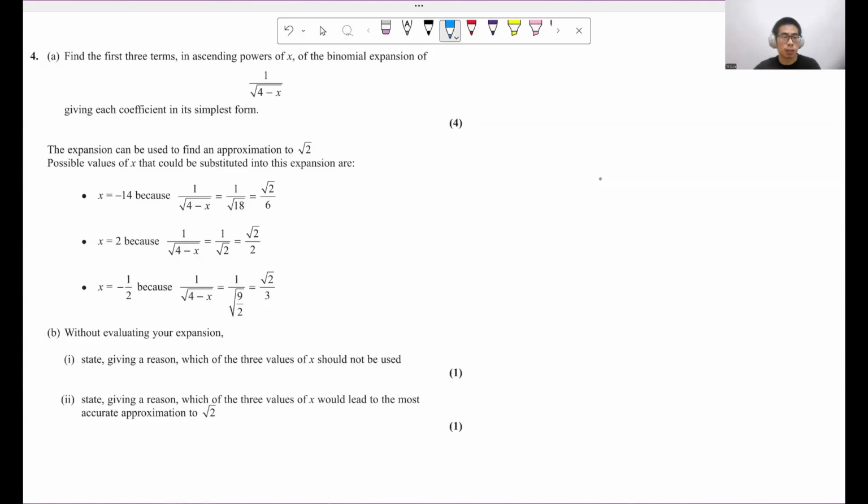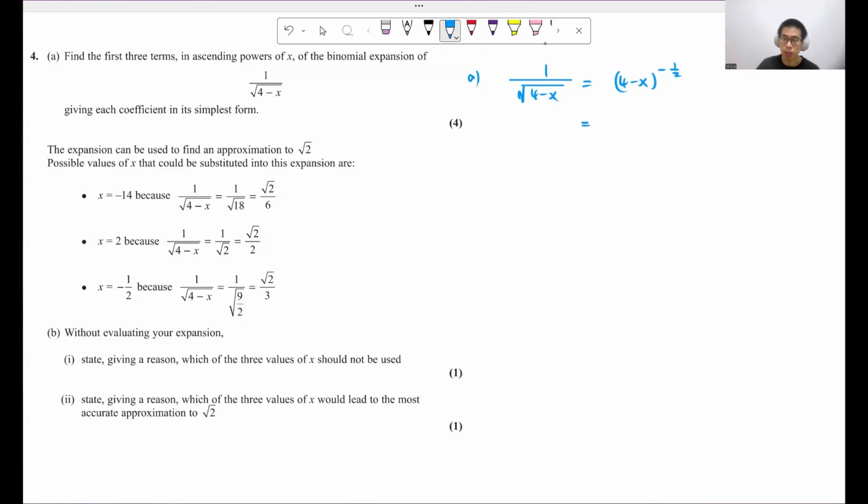Question 4. Part A. Find the first three terms in ascending powers of x of the binomial expansion of 1 over root 4 minus x, giving each coefficient in its simplest form. Okay, so 1 over square root of 4 minus x is just equal to (4 minus x) to the power of -1/2, because square root means the power half, and then 1 over means reciprocal, so it's a negative power. So it's -1/2. And then the formula is 1 plus x upon n, but this is 4.